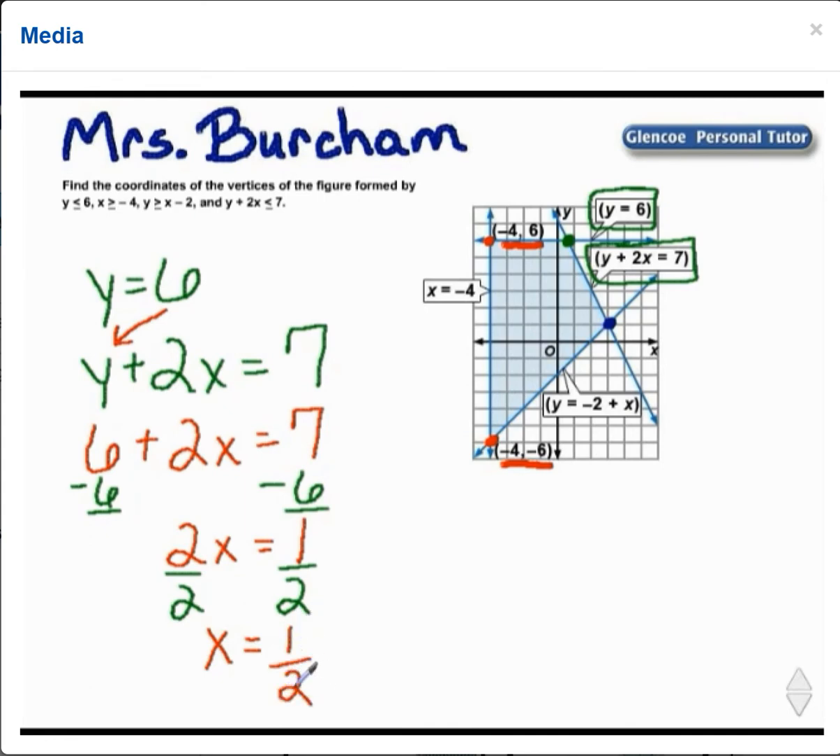Now, since we are looking for the vertex, we need a point, an xy point. We just found that the x is 1/2, and remember they gave us that y equals 6. So the vertex of this point is 1/2, comma, 6. The point 1/2, 6 is our third vertex.